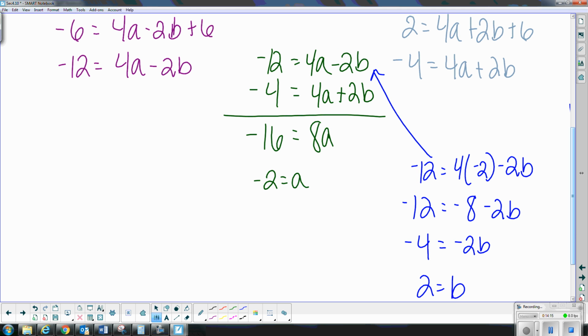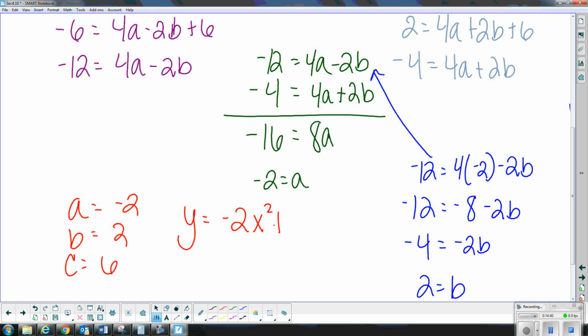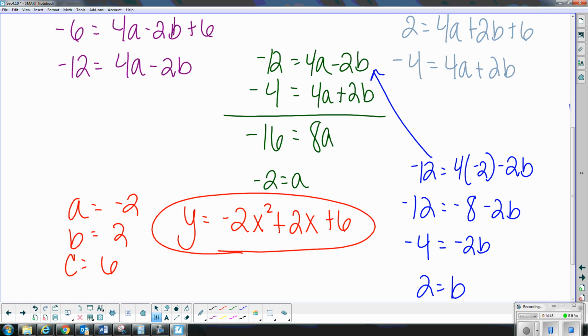So now just to write it all out, my a equals negative 2, my b equals 2, and my c equals 6. That's not the question though. The question is to write this in standard form. So in standard form, I have y equals negative 2 x squared plus 2x plus 6. So this is my equation in standard form.